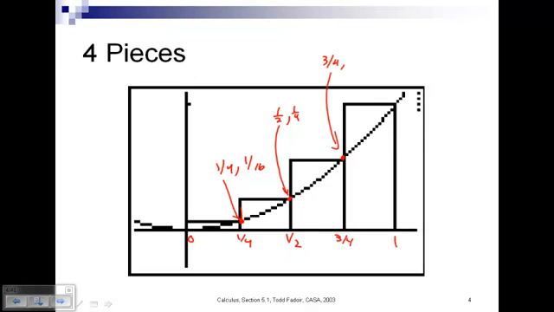3/4, 9/16. And then this point right here is the point (1, 1). Okay, now that I have those coordinates, I'm going to add up the areas of each of those little rectangles, and the sum of those areas is an estimate of the area under the curve. We'll debate later, good or bad. It is an estimate.